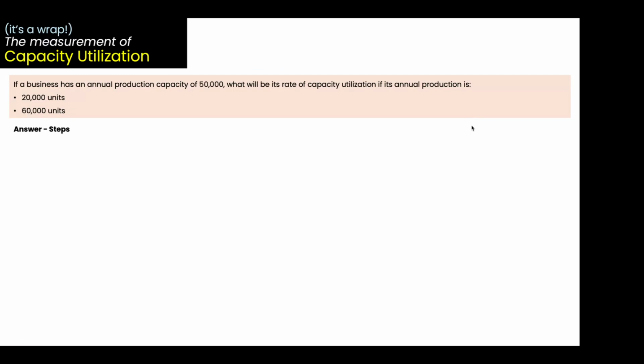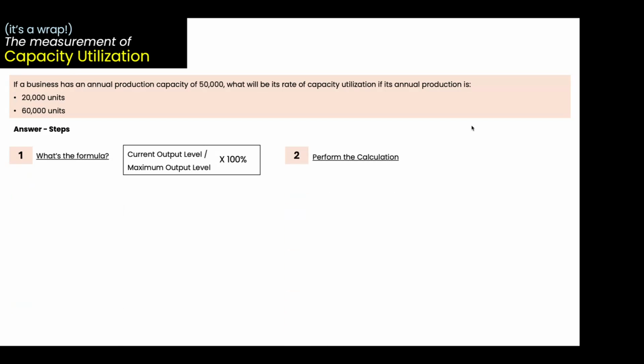If a business has an annual production capacity of 50,000, what would be the rate of capacity if its annual production is 20,000 units and 60,000 units? So the steps in answering this question is to first remember the formula, which is the current output level over maximum output level. And then you perform the calculation. In this instance, for 20,000 and 60,000 it is already calculated here. So you have a capacity utilization rate of 40% and 120%, right?